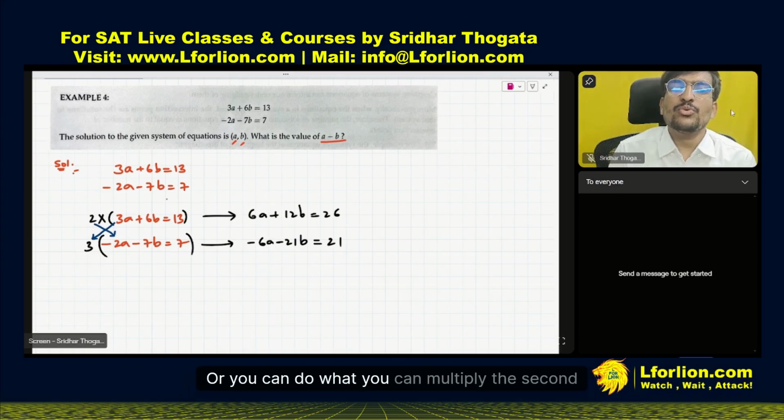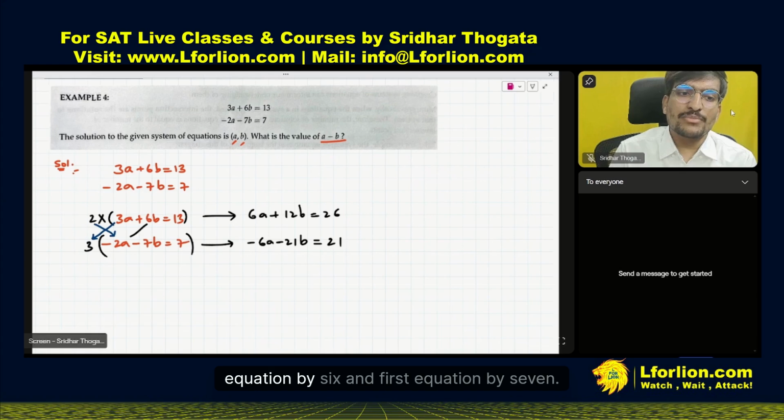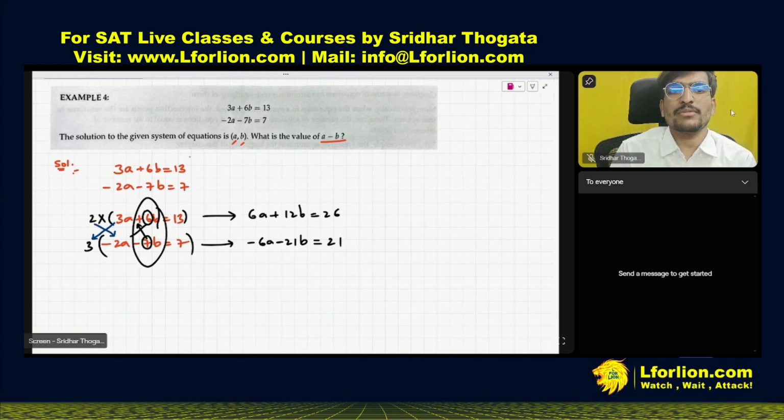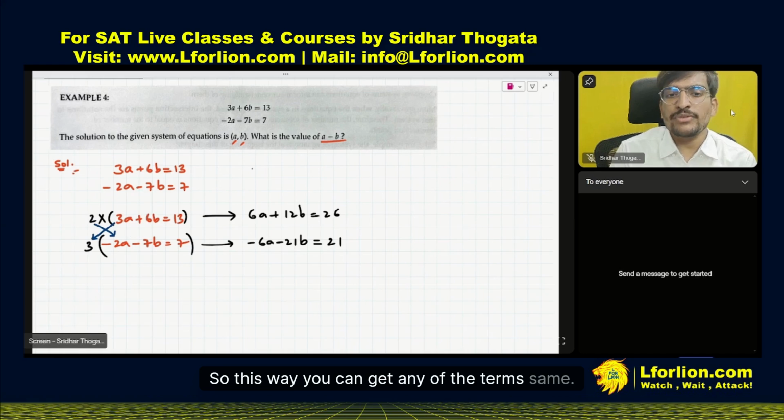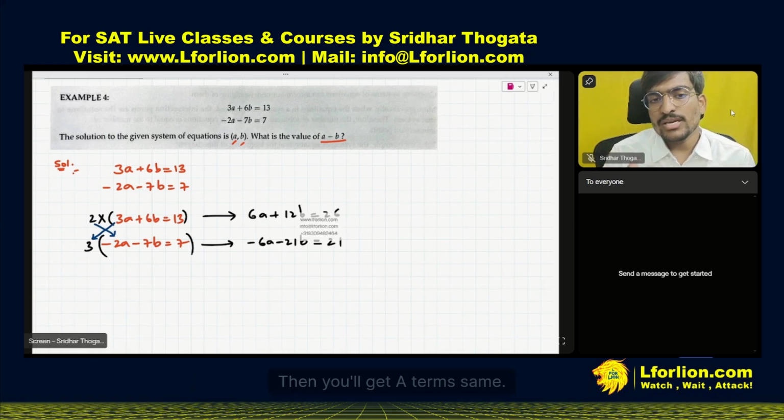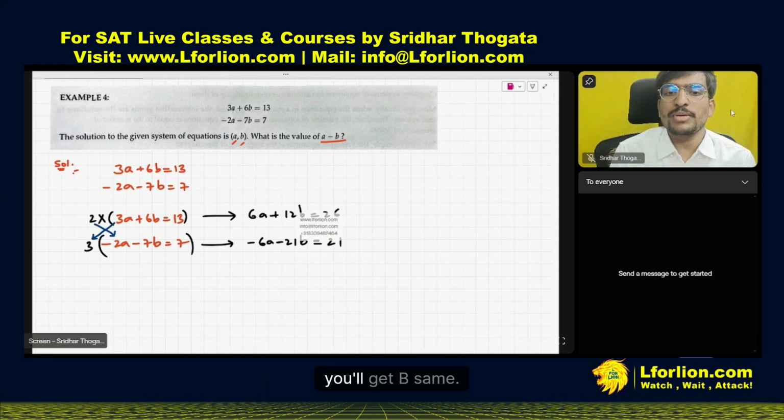Or you can do what? You can multiply the second equation by 6 and the first equation by 7. Then you will get b the same. So this way you can get any of the terms the same. If you take the a terms and multiply with both equations, you'll get the a term the same. If you do it with b, you'll get b the same.